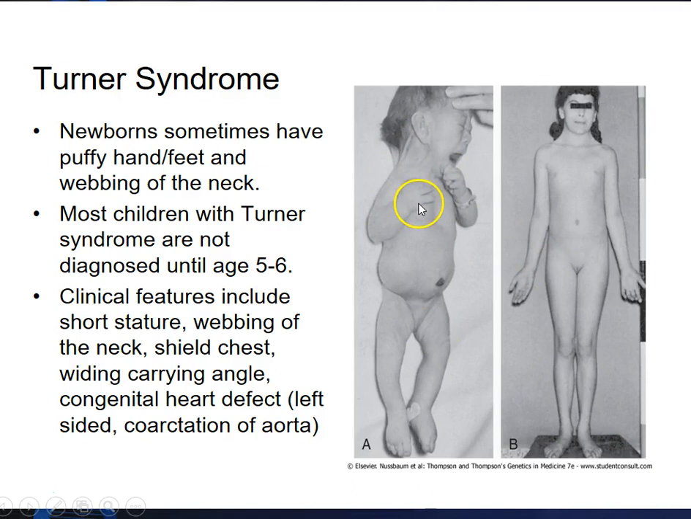This is a board type question. Most Turner syndrome females, however, are not diagnosed until age 5 to 6 because of short stature and, again, sometimes the webbing of the neck, a shield chest with wide-spaced nipples. They can have a specific cardiac defect, usually left-sided coarctation of the aorta.